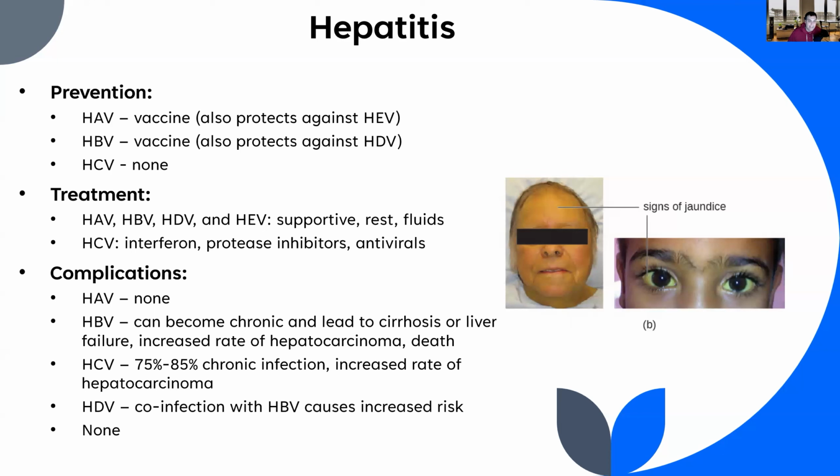Hep C, on the other hand, is very likely to become chronic. In about 75 to 85% of all infections, the infection is chronic and stays with the person for life. And again, this is an oncovirus, which increases the rate of hepatocarcinoma. That's why it's been so important in the past decade or so that we now have effective antiviral treatments that can get rid of Hep C.